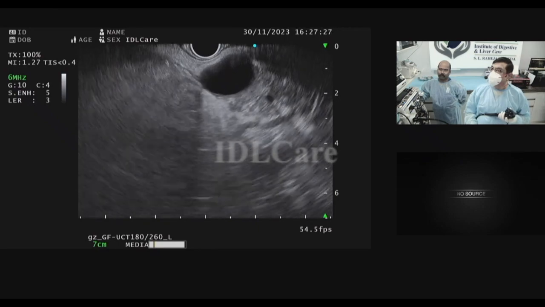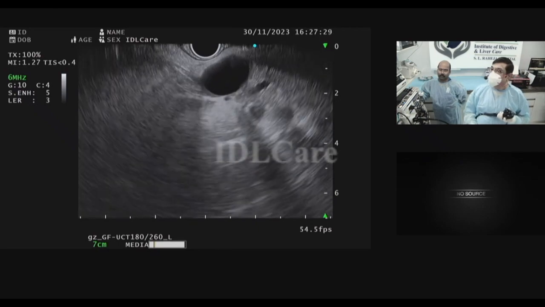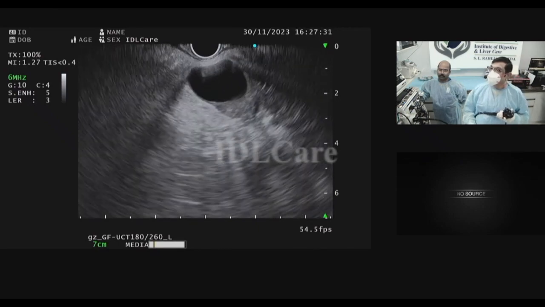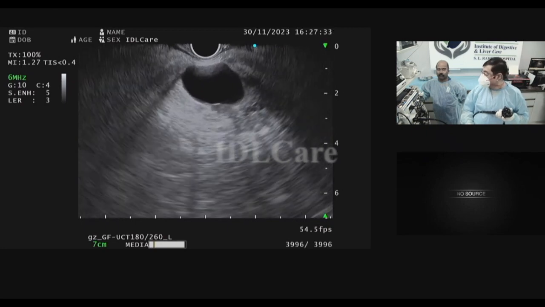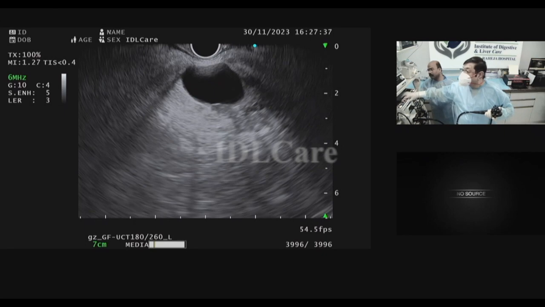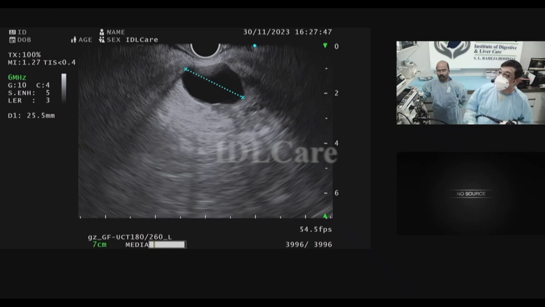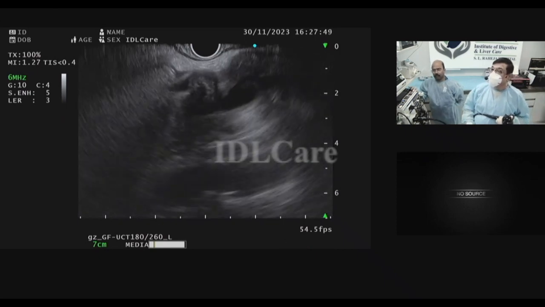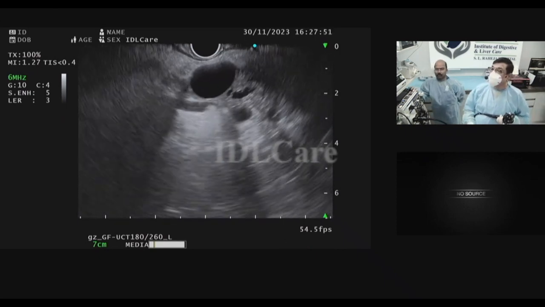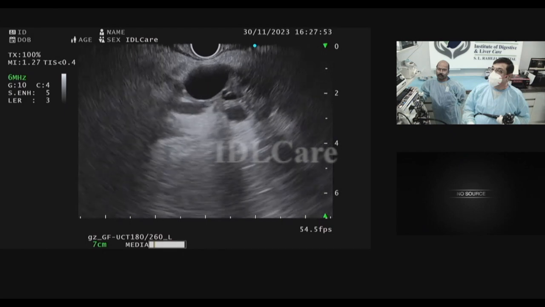So there is a cyst in the pancreas. What is this? This is a large cyst. It looks like a clear cyst. It's about 2.5 centimeters. Let us try to understand what is happening here. Doppler.